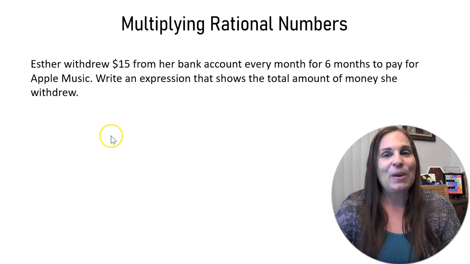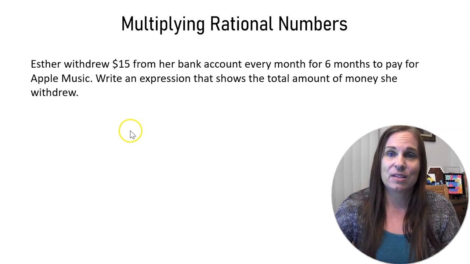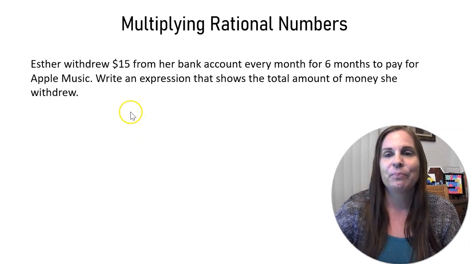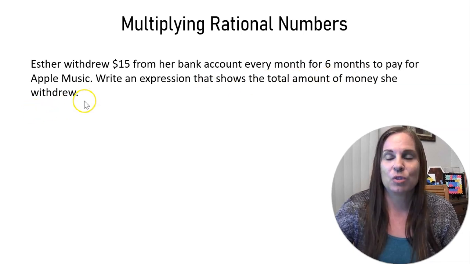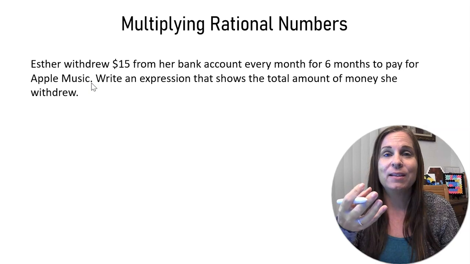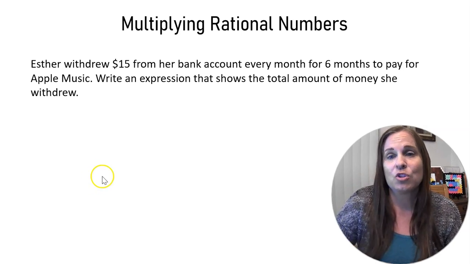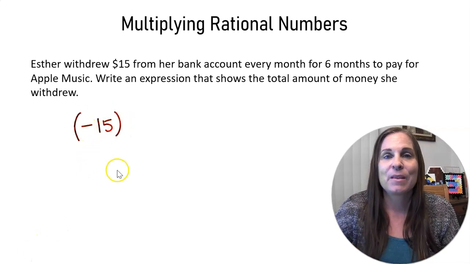Esther withdrew $15 from her bank account every month for 6 months to pay for Apple Music. Write an expression that shows the total amount of money she withdrew. So she withdrew money, right? That means that she took money out of her account. That would be a negative value. So we have -15, right? And she did that for 6 months.